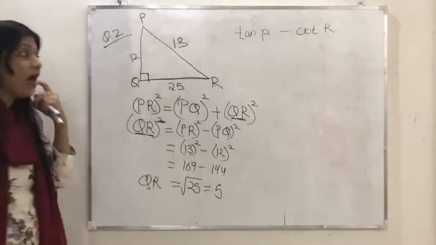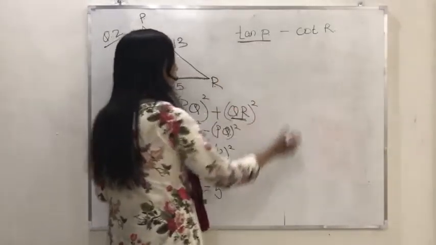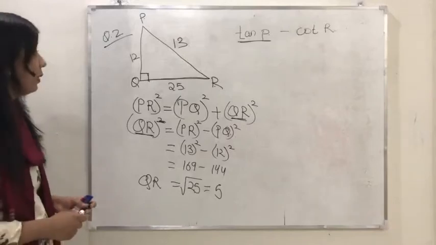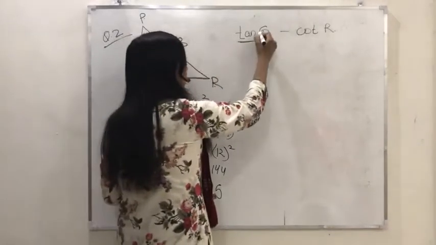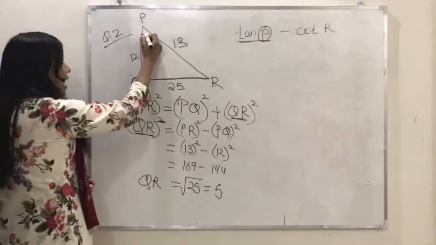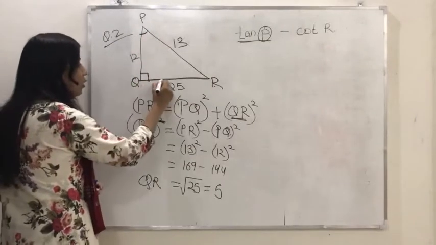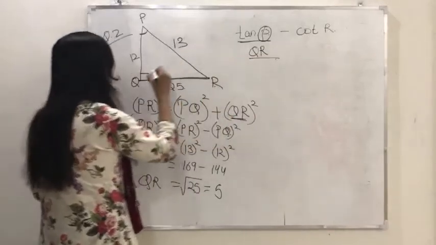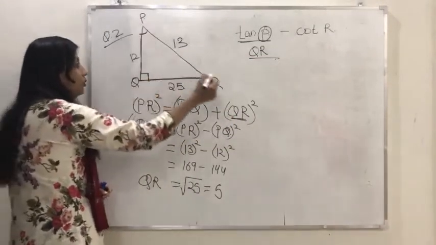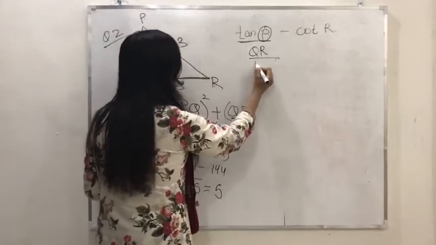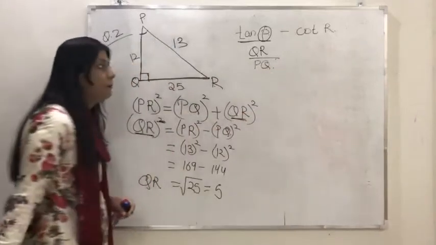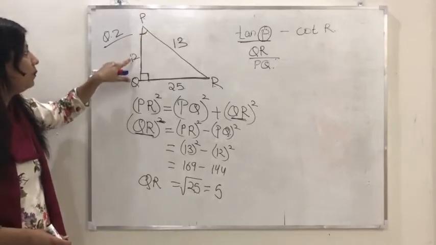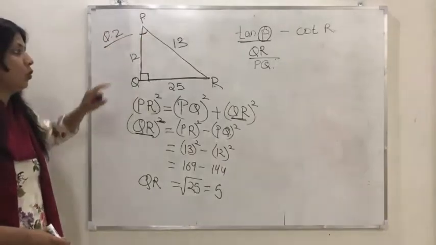Now I want to find the value of tan P. Since it is a tan, tan is what? Perpendicular upon base, right? But here which angle is given? The angle P. So if this is my angle P, my perpendicular will be QR and my base will be PQ. Base is always the adjacent side of the angle. So the side adjacent to angle P is your PQ.